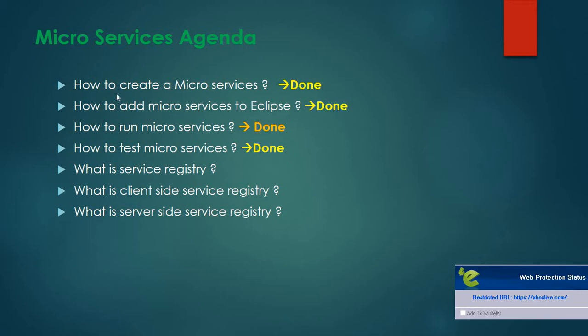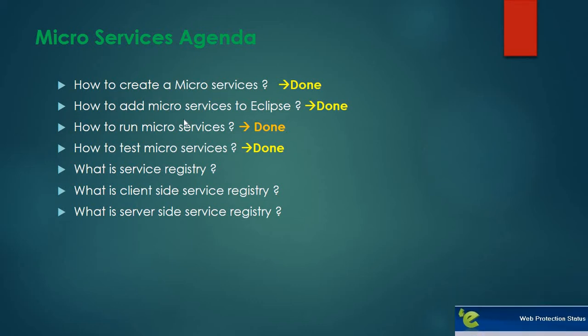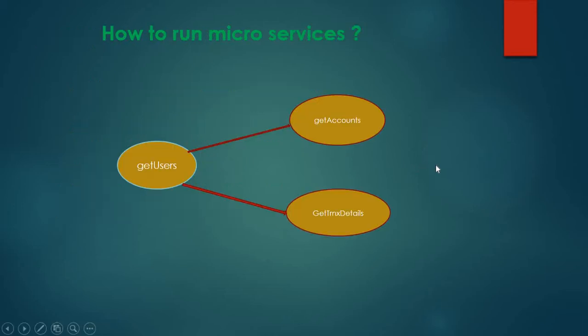Just see the agenda of the microservice. How to create a microservice, it is done, and how to add the microservice to Eclipse, I mean how to import the project, it is also done. How we can run the microservice from Eclipse, this we have seen, and how to test the microservice from the browser, API access, this also we have seen, right? So now we will see what we have to create for the second microservice.